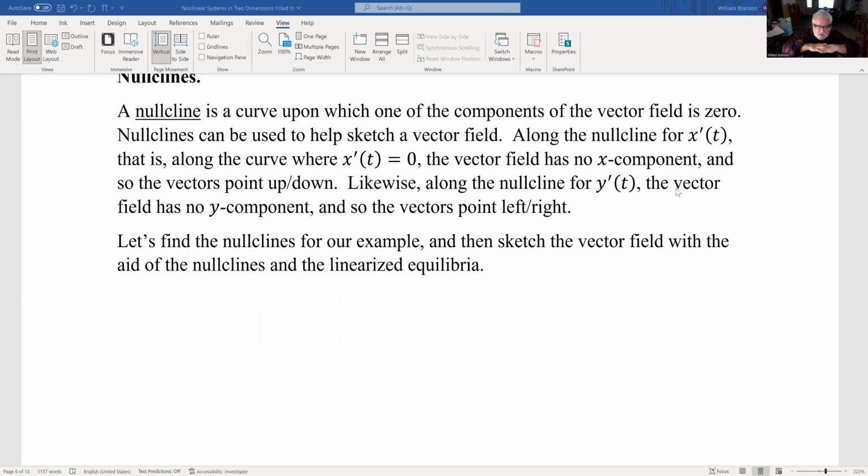That means there's no horizontal component, and so the vectors point up and down. For nullclines for y prime of t, there's no vertical component, so the vectors point left and right. We'll find the nullclines, for example, and sketch the vector field with the aid of the nullclines, and then the linearized equilibrium.